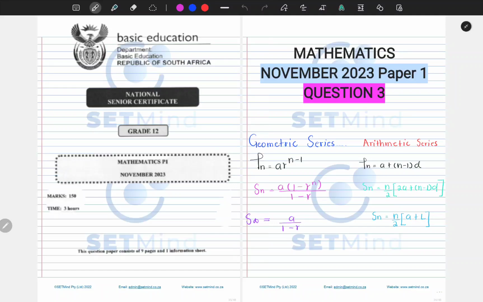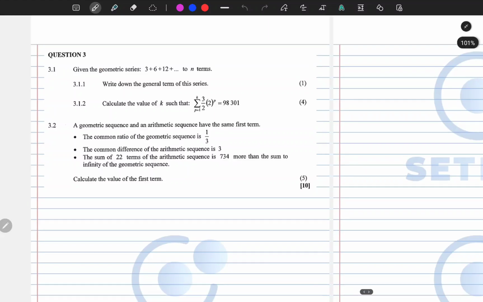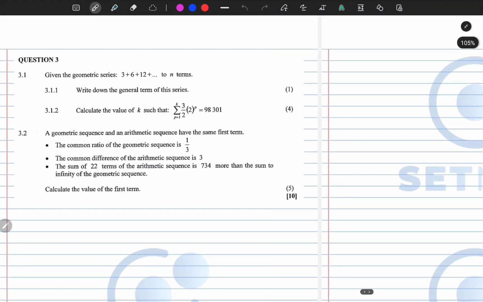In this session, we'll be looking at the Maths 2023 November paper 1, specifically question 3. So question 3 is still based on series. So let's have a look at what they expect. So question 3 reads, given the geometric series 3 plus 6 plus 12 and so on to n terms, 3.1.1, write down the general term of the series.